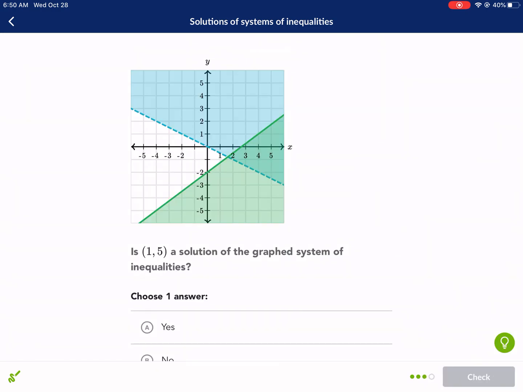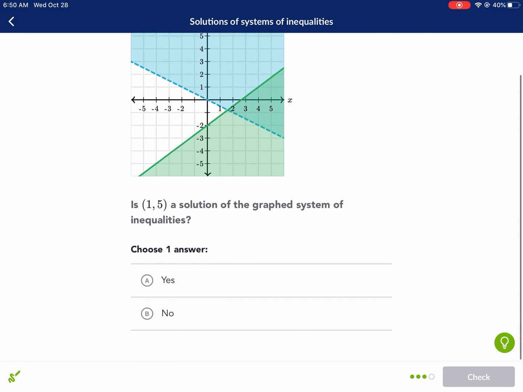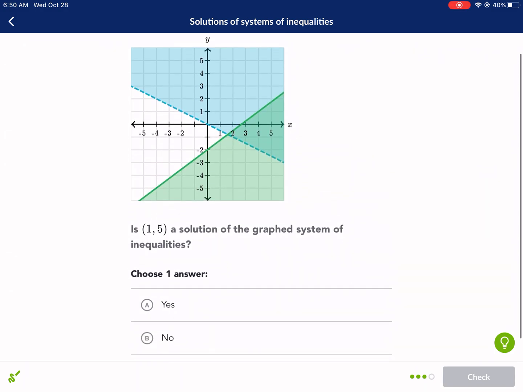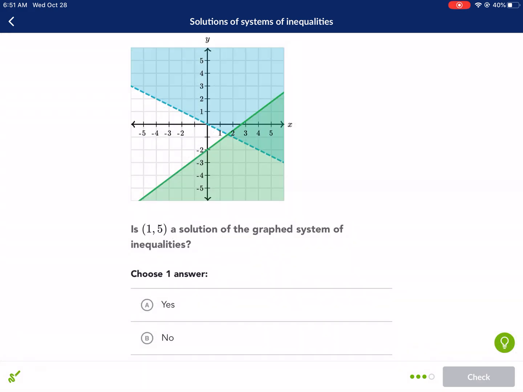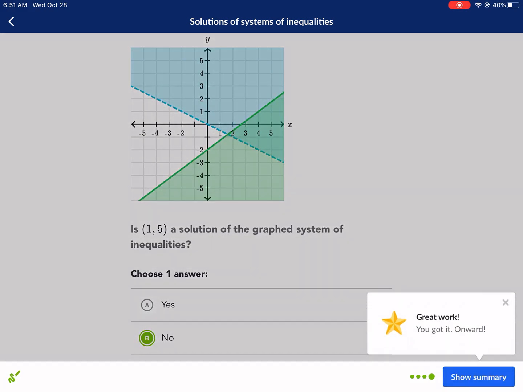All right, next one. Is (1, 5) a solution of the graphed system of inequalities? So again, this is back to the graph. I'm guessing these are the only two types you're going to have in here: the inequalities written out algebraically, and then also the graphs. So now we're going to go to the point 1, comma 5. Okay, so we see it's in the blue. That's good for the blue, but we notice that it's not in the overlap where the blue meets the green. So because it's not in the overlap, it is not a solution. So we're going to check it.